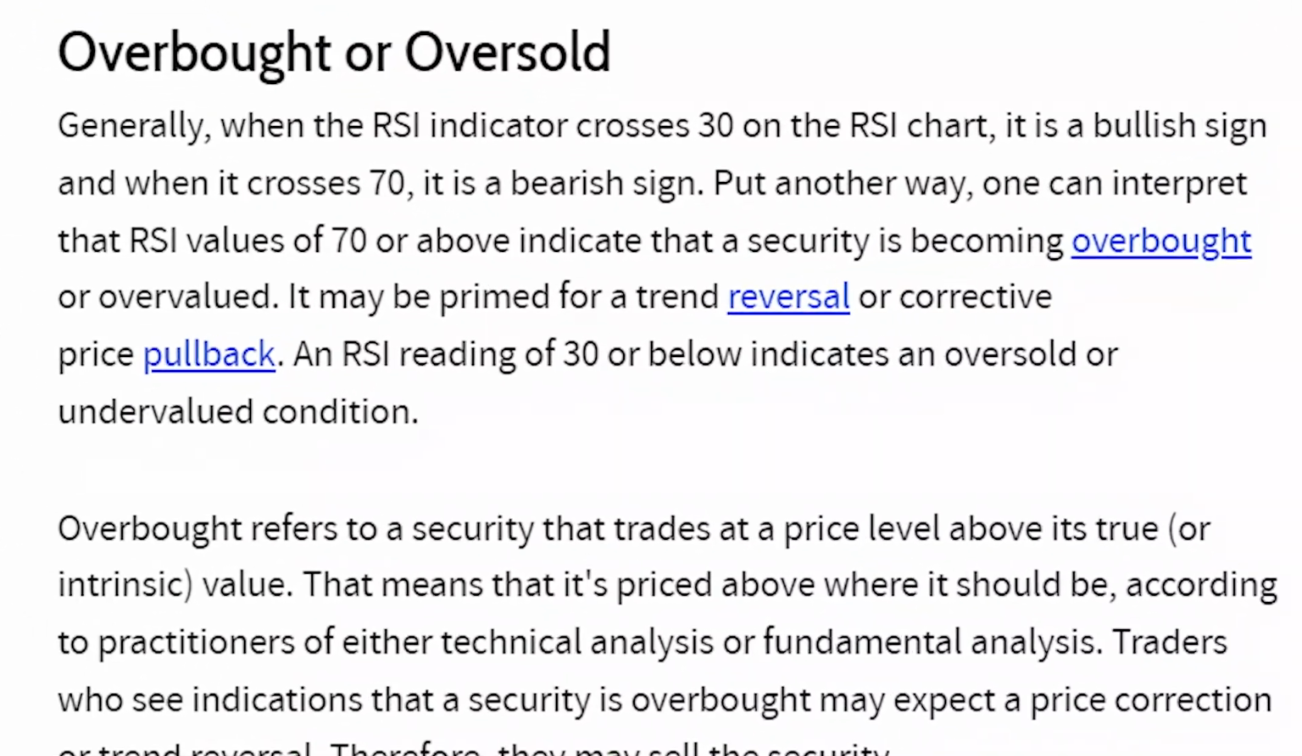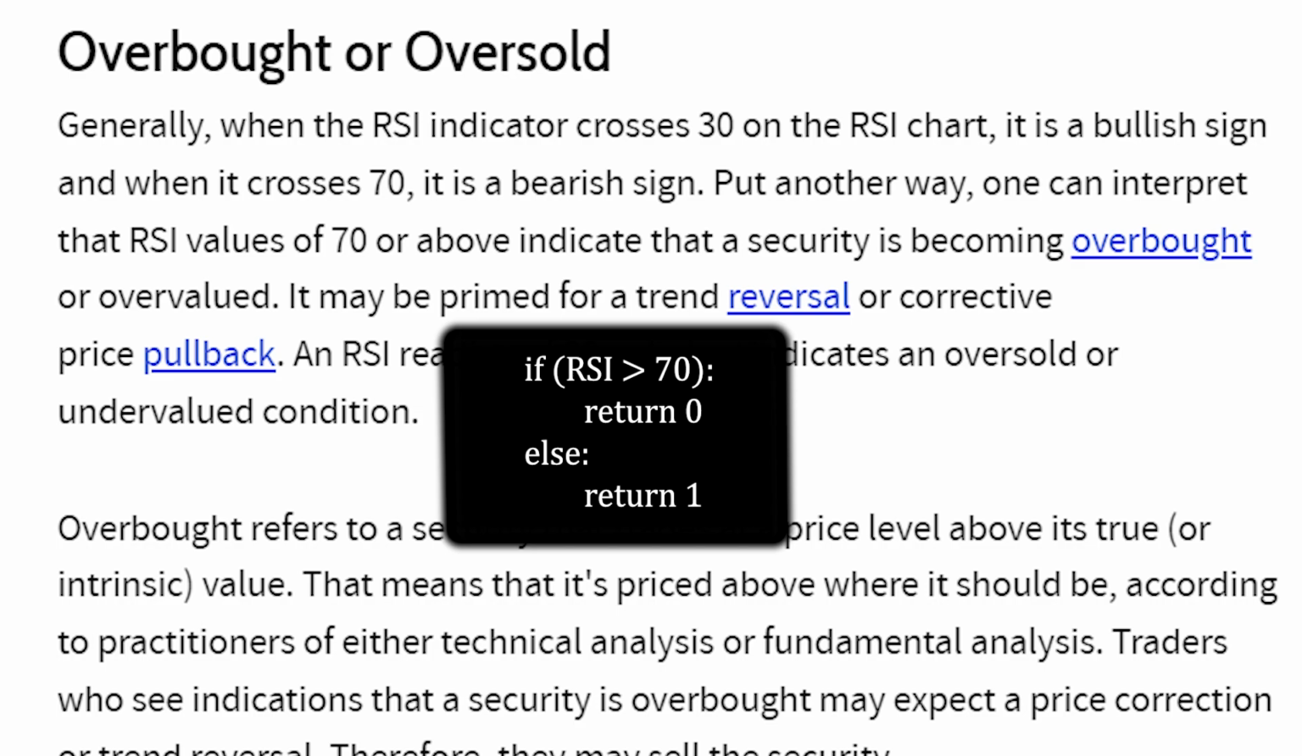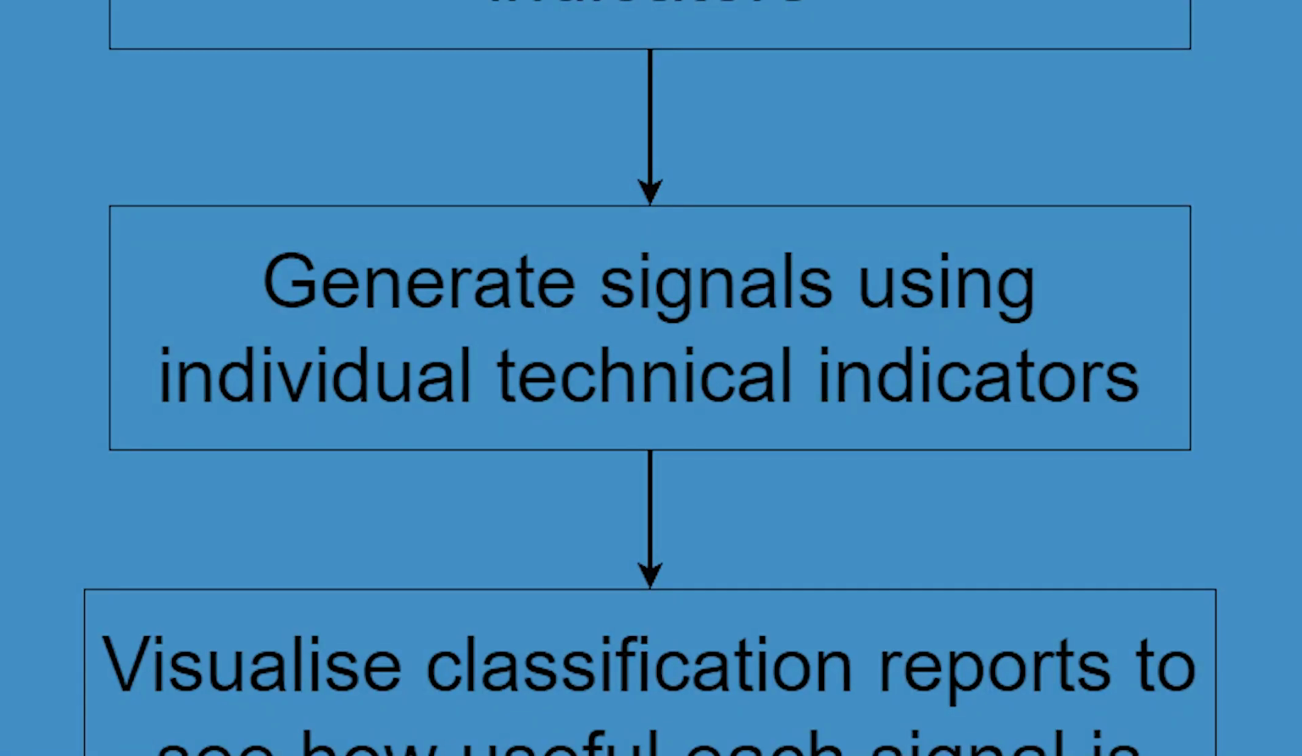Let's take a look at RSI for example, a very well known and widely used technical indicator. Generally, when RSI goes above 70, we consider the stock to be overbought and expect a correction. Now, thinking about this in code, we can say that if RSI is greater than 70, then output 0, assuming that 0 means a downward trend and 1 means an upward trend. Currently, I've created a few different signals using some of the most commonly used indicators, but you can use any indicator that you can conjure up.